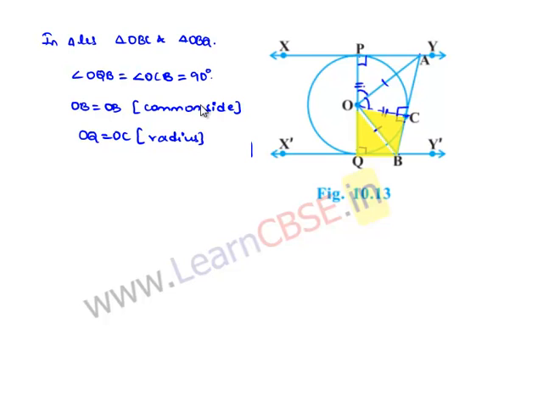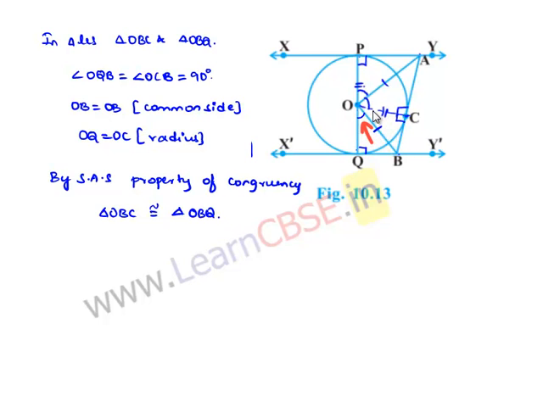Now here again by the S.A.S property of congruency, we can say triangle OBC is congruent to triangle OBQ. When two triangles are congruent, then their corresponding angles and corresponding sides will be equal. Therefore here we can equate angle QOB and angle BOC, that is angle QOB is equal to angle BOC. Let it be equation number 2.